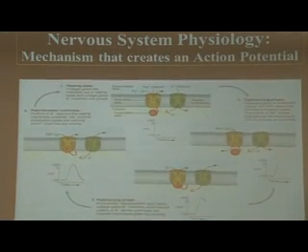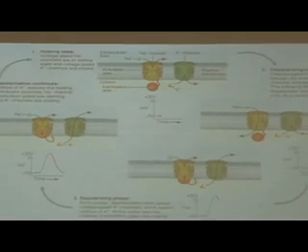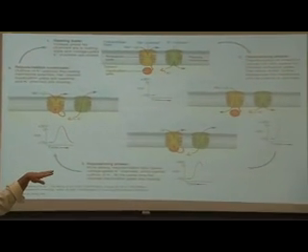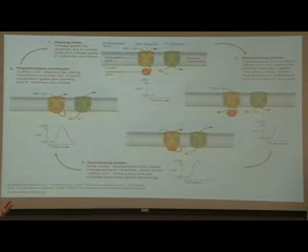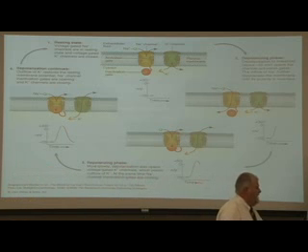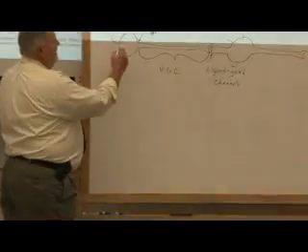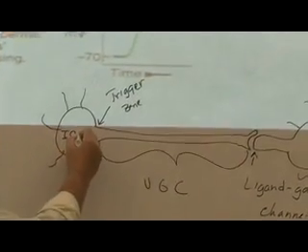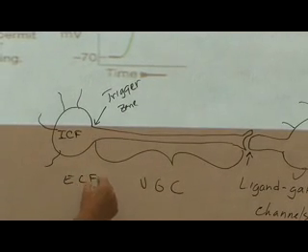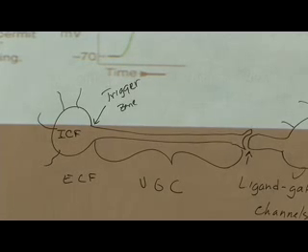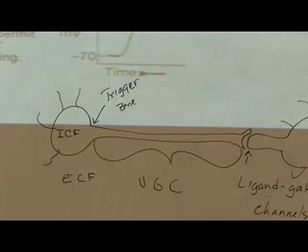So at the trigger zone, if we create a threshold event, then we're going to go from a resting membrane state to a depolarizing membrane state. And sodium channels are going to open. In what direction is sodium going to move relative to the neuron? So we can think of the neuron again as having intracellular fluid. And we can think about the stuff around the neuron as extracellular. So sodium is going to move from where to where? From extracellular fluid to intracellular fluid.